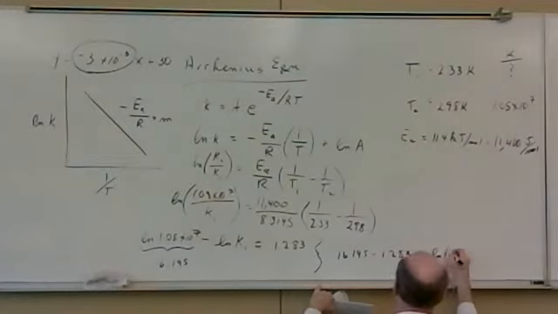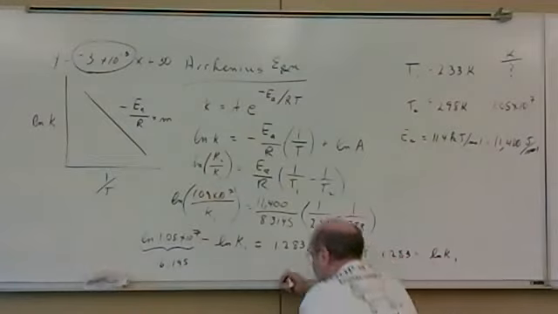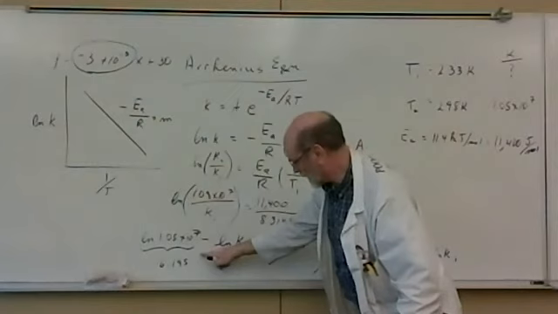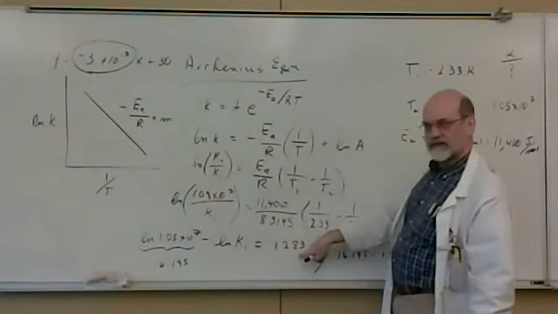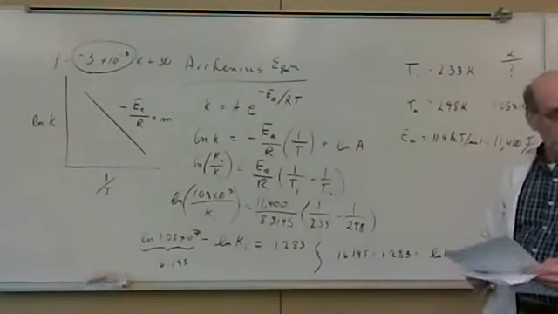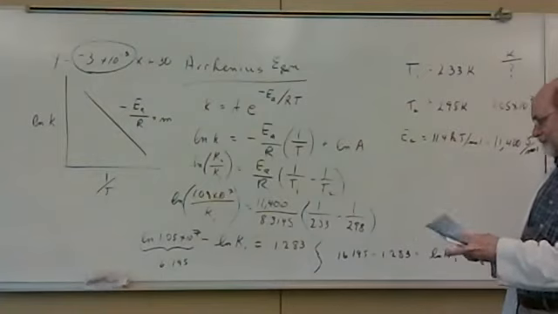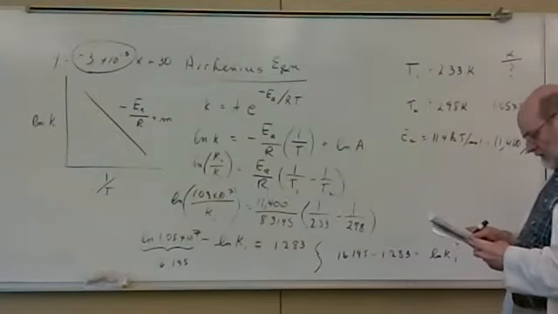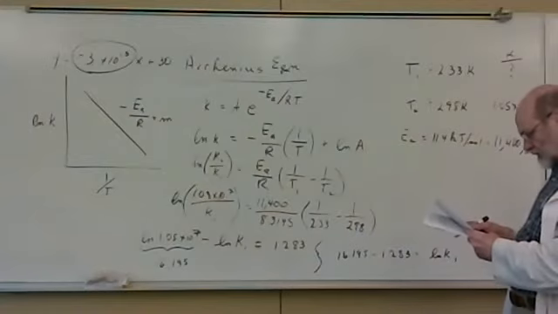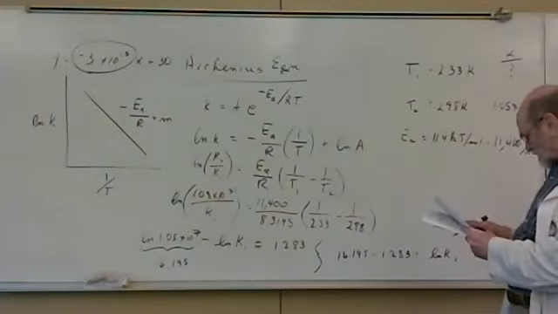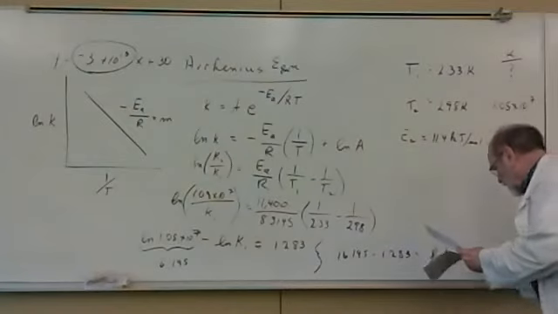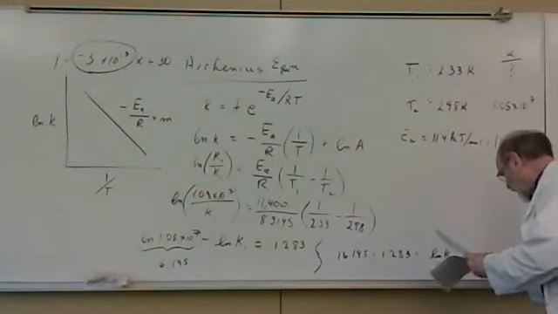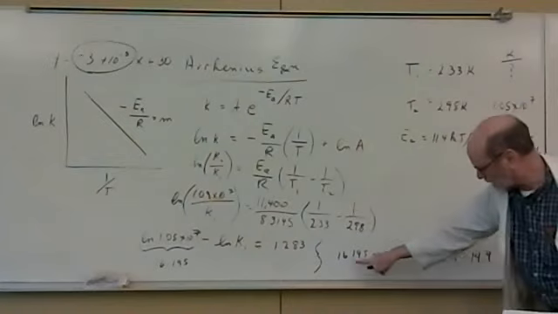Equals log of K1, right? So this one goes over here, becomes a negative. This one goes over here, becomes a positive. Okay? So log of K is equal to that. And you do log of that, right? This is log of K1. Then this becomes 14.9, which is that minus that.